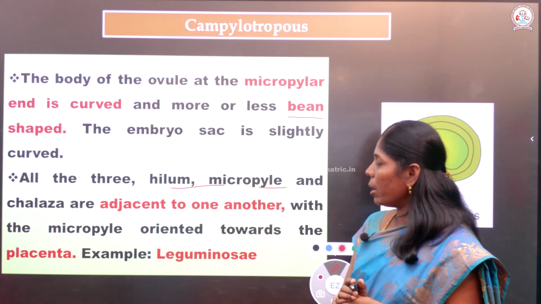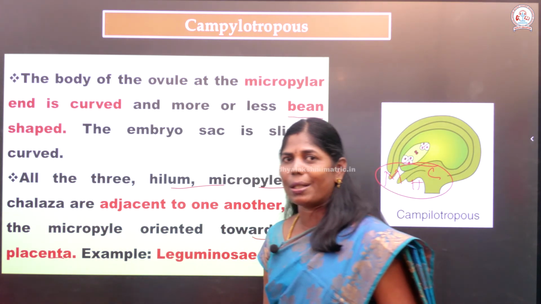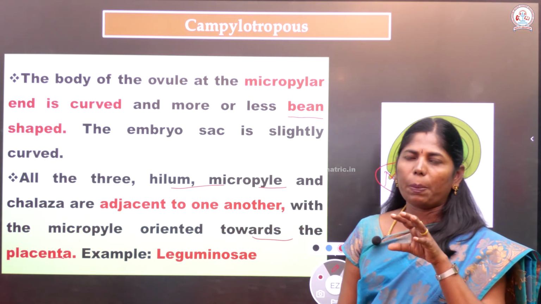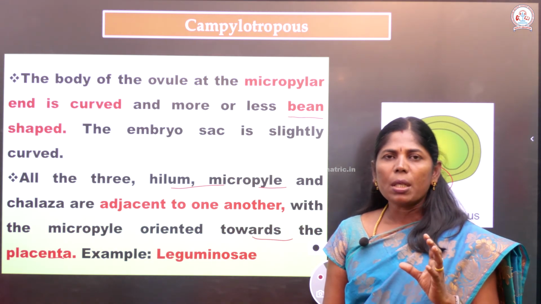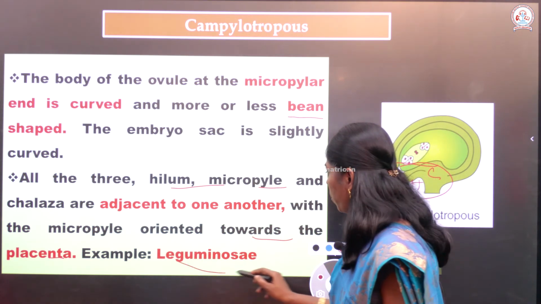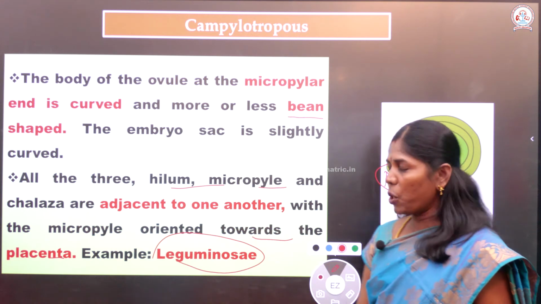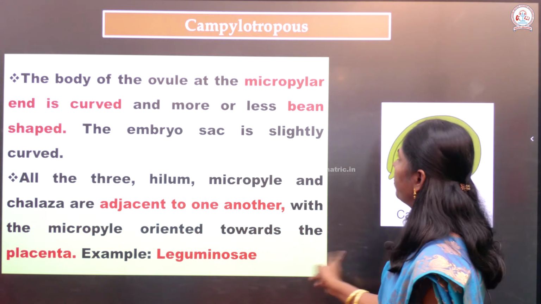Actually the micropyle is oriented towards the placenta. The placenta is a special tissue which is used to connect the ovule to the ovary. The example is Leguminosae. We can see this type of ovule in the Leguminosae.